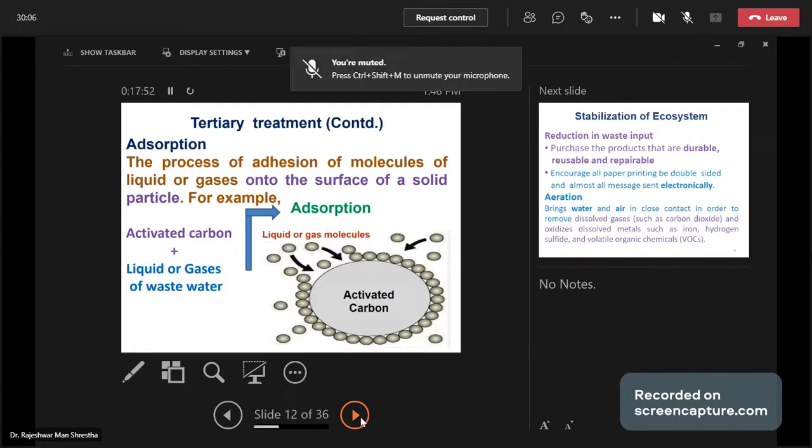Activated carbon, as I showed in the picture in the last lecture, is carbon having well-defined pores. If pores are there, then the liquid or gas molecules will be trapped in the pores. These molecules will deposit on the surface of the pore, and with more surface area and more pores available, there is more adsorption. Adsorption means accumulation on the surface. Absorption means throughout the solid particle.